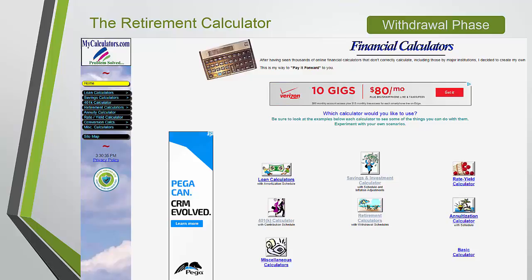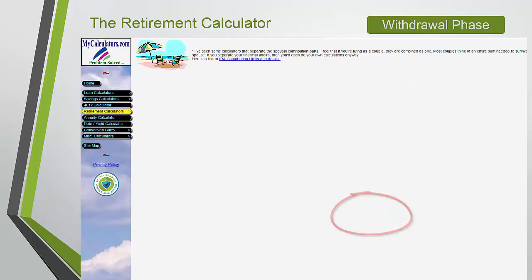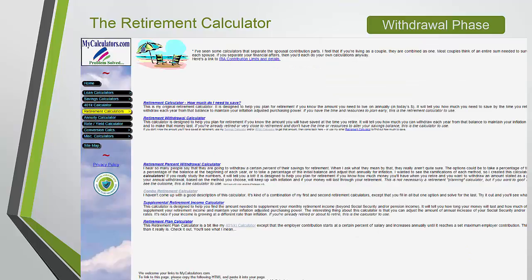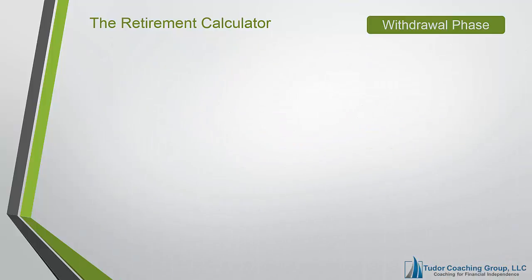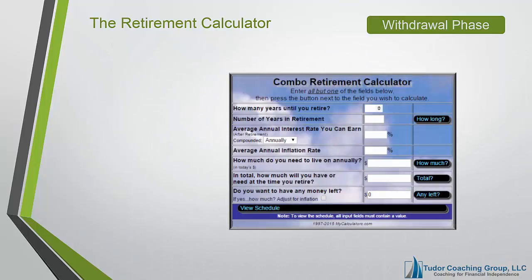So here we are back at the homepage of mycalculators.com. And again, to get to the calculator, we're going to click on Retirement Calculators. And once we get to the menu, we're going to focus on the combo retirement calculator. So here we are at the retirement calculator again, and we're hoping that you have made these calculations for yourself, that you've done this for your scenario as well.